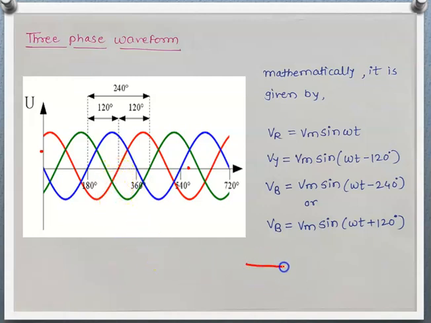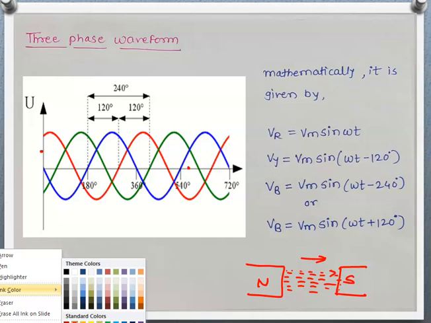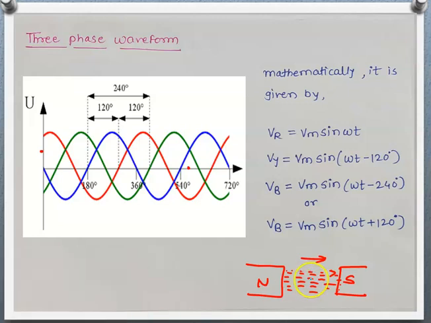We know that when we place a conductor in a magnetic field, suppose this is the north pole, this is the south pole, and these are the magnetic lines of force from north to south pole. This is the direction. Now we are placing the conductor in this magnetic field. When we place only one conductor in a magnetic field, and there is relative motion between the conductor and the magnetic field, we will get an EMF induced in that conductor.